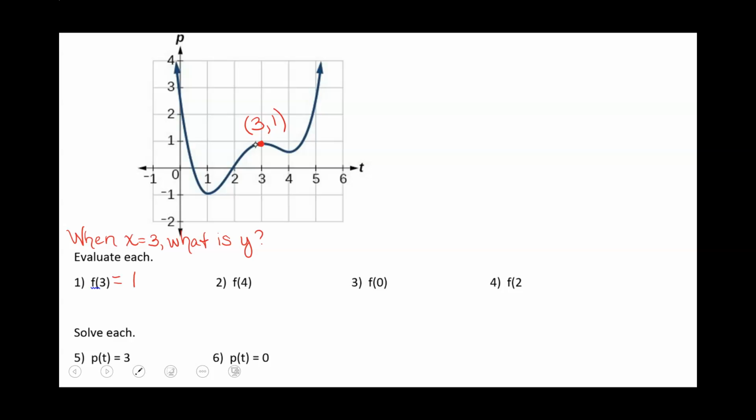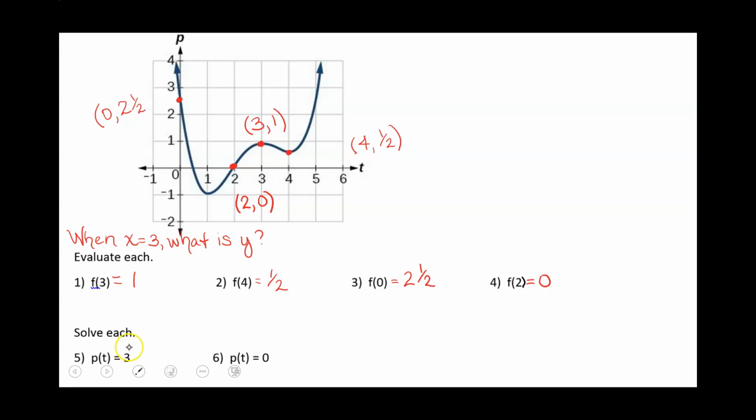All right, look at another one of those, f of 4. So again, they're saying when x is equal to 4, what's y? So look at your ordered pair. So that looks to be about 4, 1/2. All right, then f of 0, when x is equal to 0, what's y? That looks to be about 2.5. And then f of 2, when x is equal to 2, what is y? And that looks to be about 0.